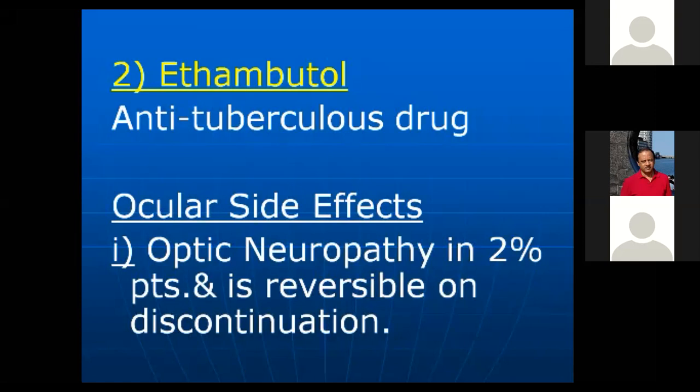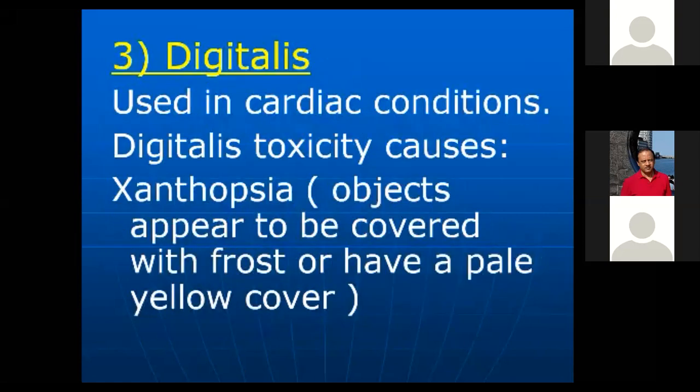Third is digitalis. It is used in many cardiac patients. So when digitalis is prescribed for a prolonged period of time, it can lead to certain eye problems. Number one, xanthopsia. In xanthopsia, patient will complain that the objects appear like they are covered with frost or they have pale yellow cover. So xanthopsia is a symptom which a patient can tell you who is using digitalis for a prolonged period of time.